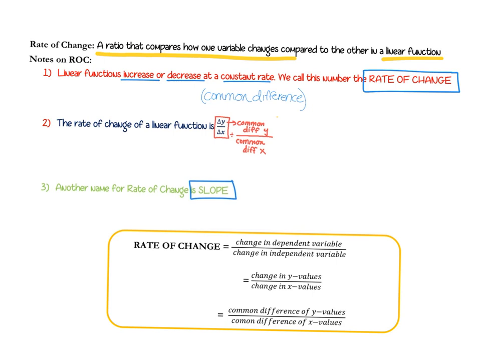Just to summarize what I just said, there's 3 different ways to think about it, and there's actually 3 different ways to find it. We can think of this as the change in the dependent divided by the change of the independent. I think we like to think of it this way the best: the change in y divided by the change in x, or the common difference of the y divided by the common difference of the x. It all means the same thing. So let's dive into some examples.